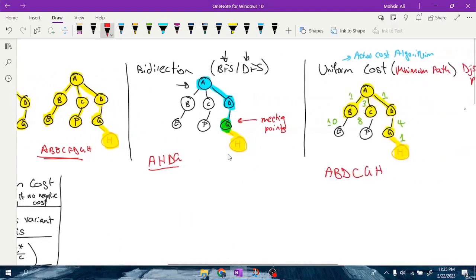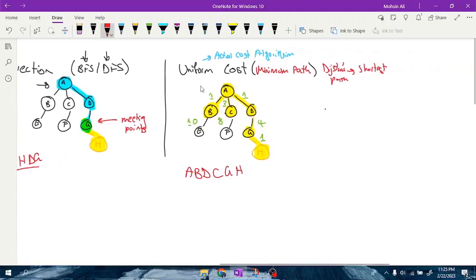And bidirectional is where you start with the starting node as well as the goal node, and it's your choice if you want to apply BFS on both of them or DFS on both of them, and you're going to stop whenever you have a common intersection point. And uniform cost search is just going to be based on the path cost. You're always going to choose the minimum path cost.